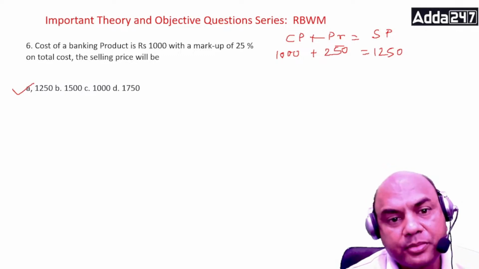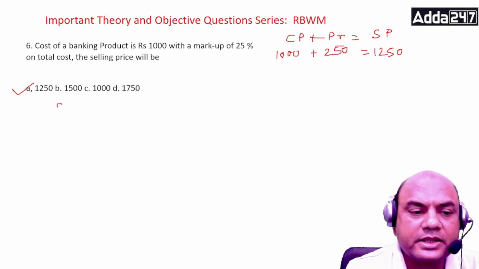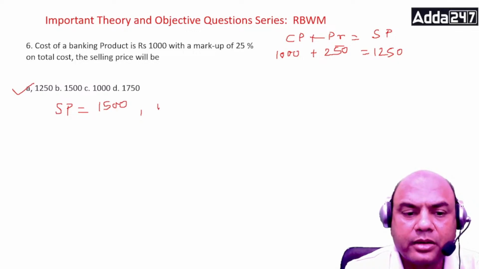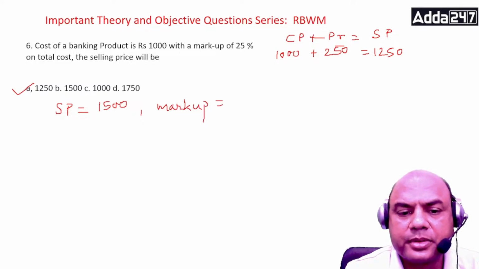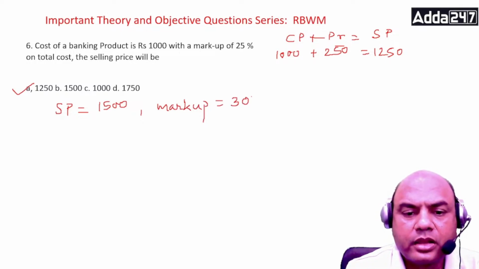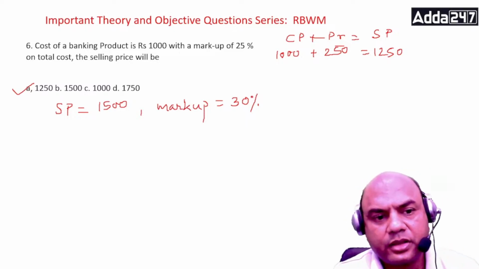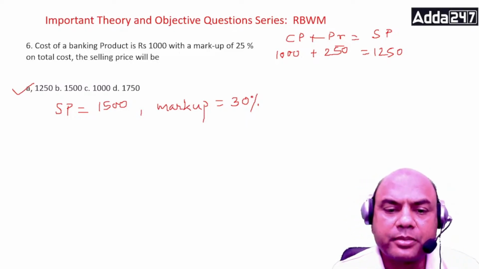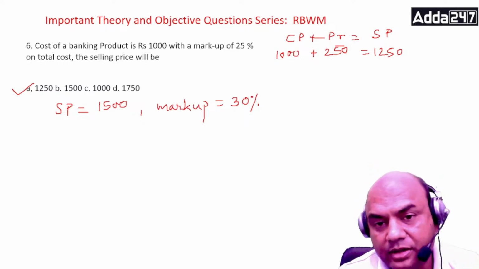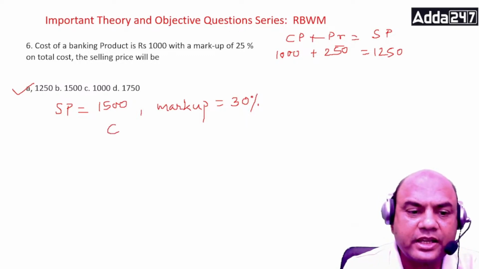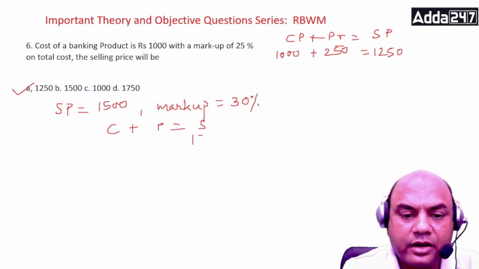I'll give you a reverse problem that is difficult. Selling price SP equals 1500 with a markup of, let's say, 30%. Now you give me the cost price. This is difficult. It's not that simple, because here cost plus profit equals selling price, which is 1500.